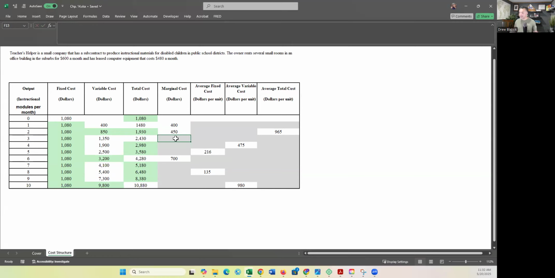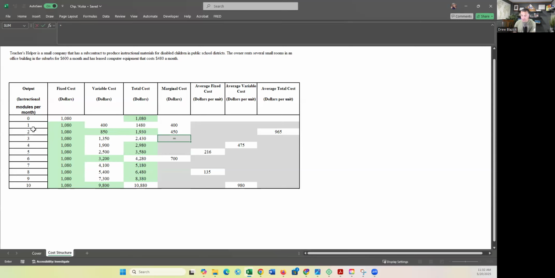Okay, so we got here the fixed costs, variable costs, and total costs all filled in. Now let's fill in our marginal costs. What we want to know is what is the marginal, the additional cost for adding a next unit. So for example, if the total cost on the second unit was 1,930, and then the total cost on the third unit is 2,430, that means, now I'm going to do the real equation here. If you look it up on PowerPoint.